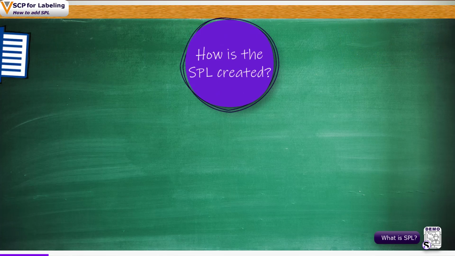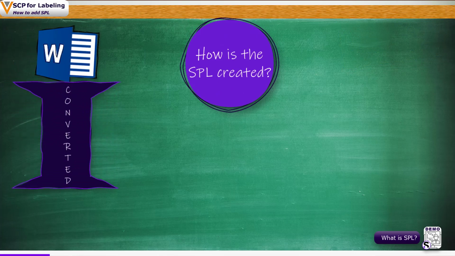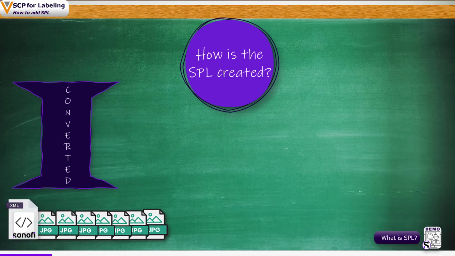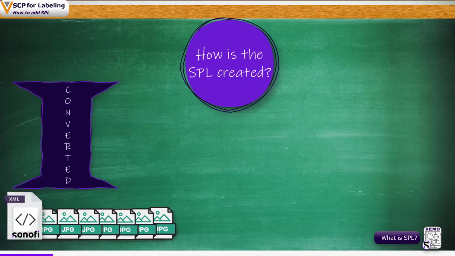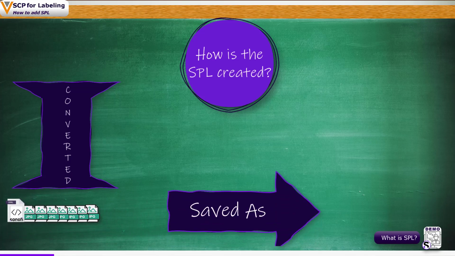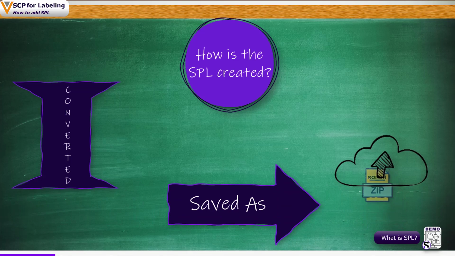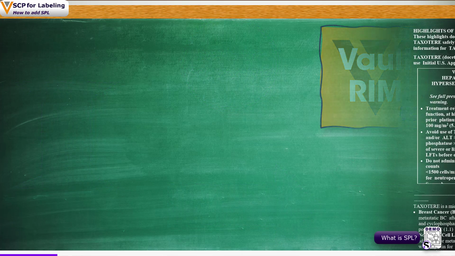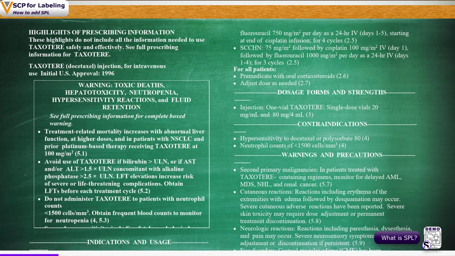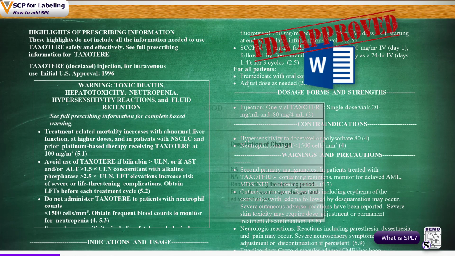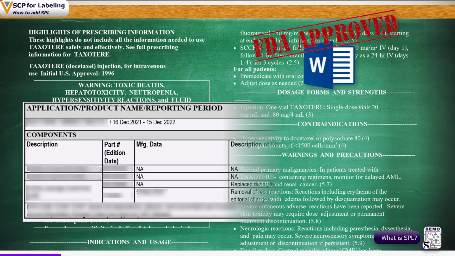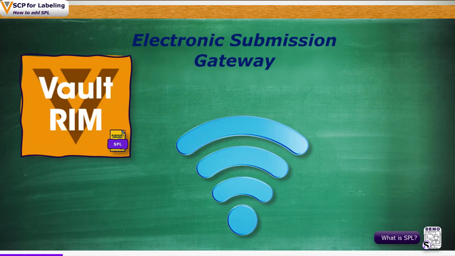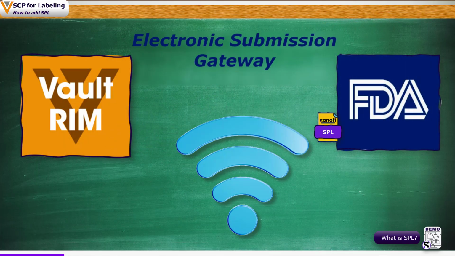So, how is the SPL created? Here at Sanofi, we use a vendor to convert the leaflet text to structured product labeling. The SPL is made up of an XML file and JPEG files. It is then saved as a zip file and uploaded into Vault RIM. Any change made to the label, such as an update approved by the FDA or annual reportable changes, must also be updated in the SPL for that product. The SPL is then sent to the FDA via the Electronic Submission Gateway.